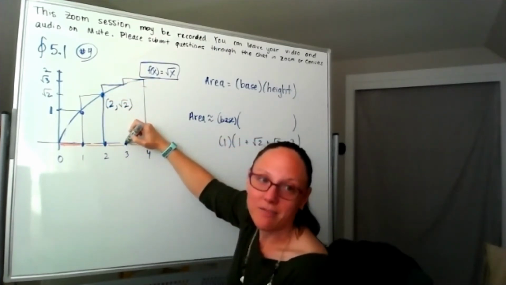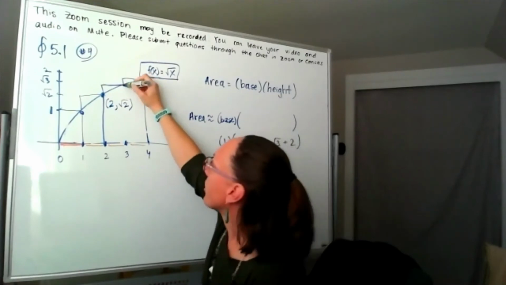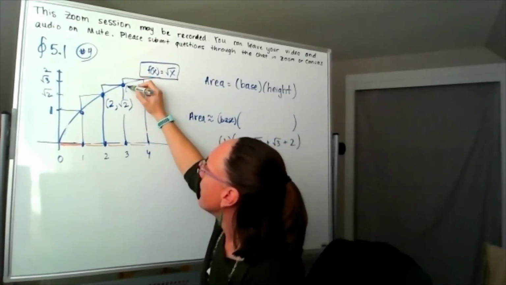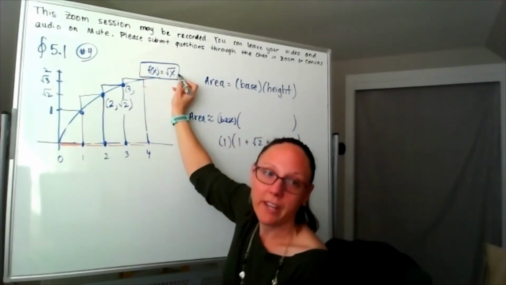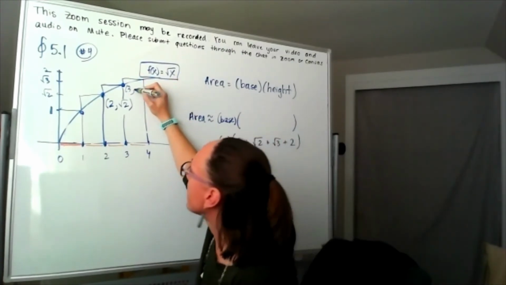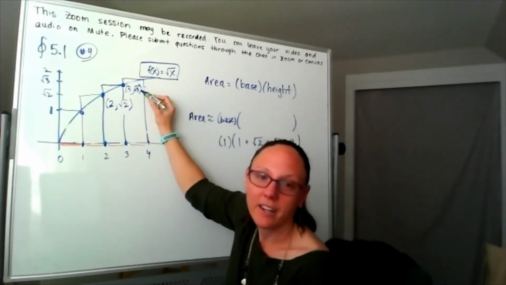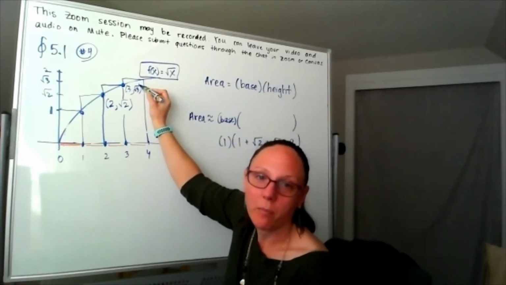Similarly, if I'm at an x value of 3 and then I come up to the curve to figure out what that point is, then I'm going to plug 3 into the function, end up with the square root of 3 for that height, and that's going to be the y value at that point.